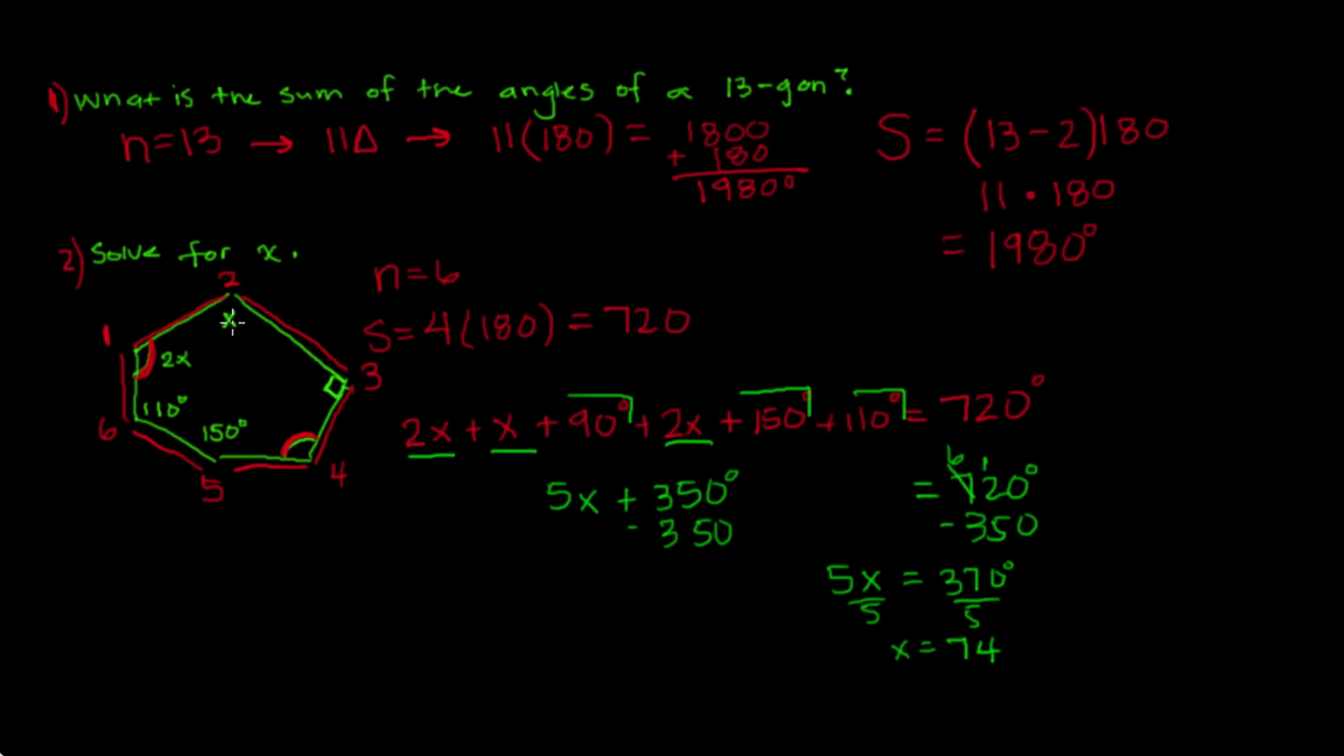So I now know that angle 2 is 74 degrees. This angle here, angle 1, is going to be 148 degrees. And angle 4 is also going to be 148. And then when I add them all up, it'll come out to 720 degrees. So this is just review of what we did on Wednesday.